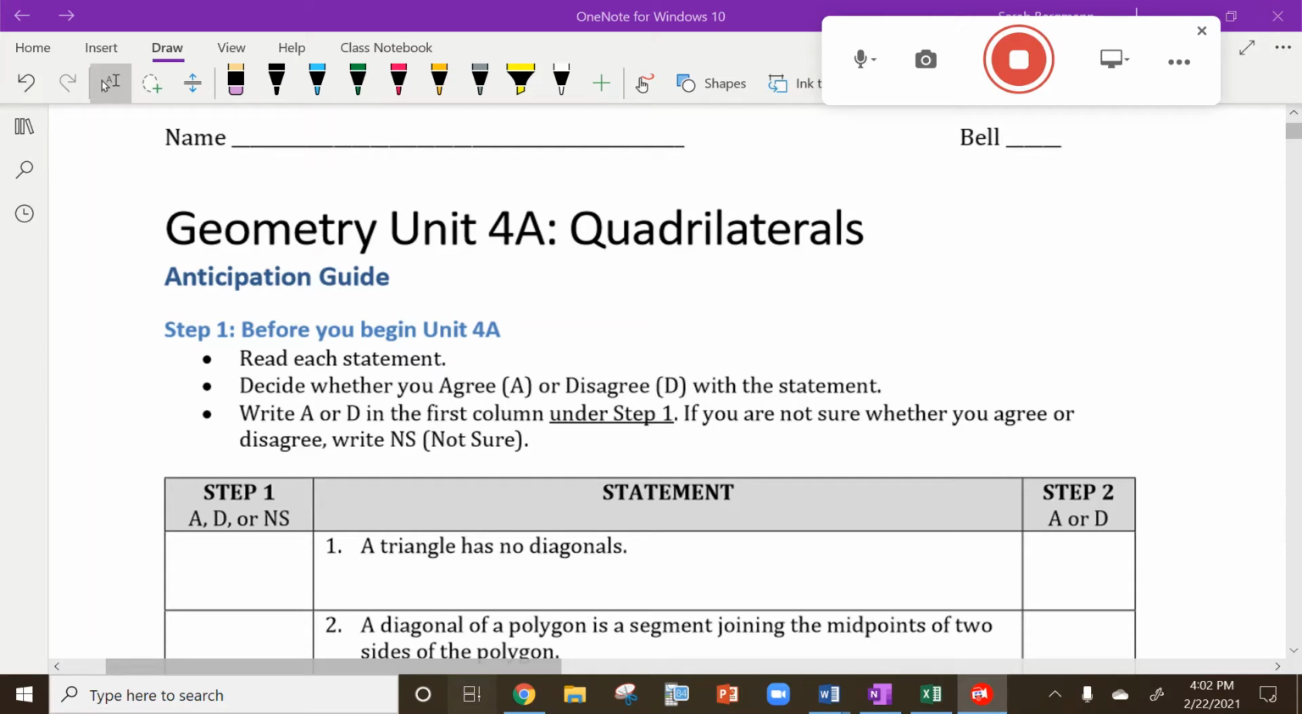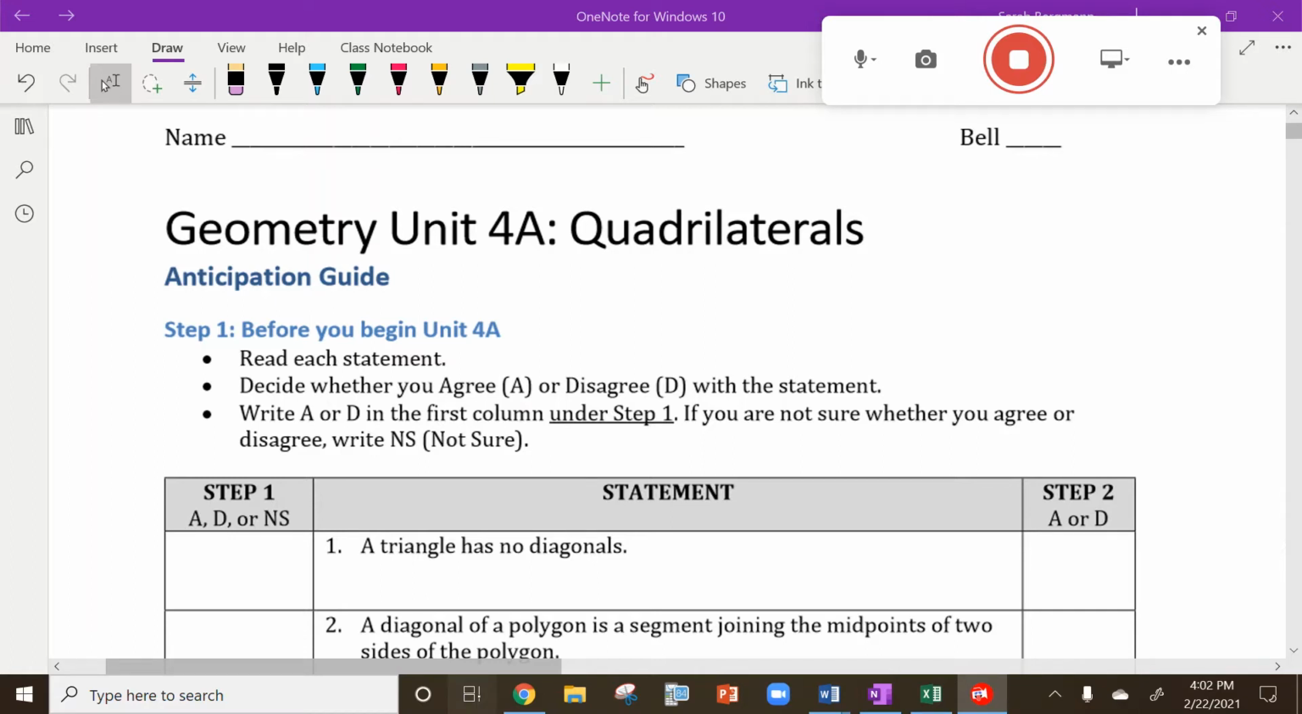Welcome back, everyone. We are starting Unit 4, which is all about quadrilaterals and other polygons. We are going to be learning first about quadrilaterals in Unit 4A. Then we will move on to Unit 4B, which is all about areas and perimeters of different polygons.